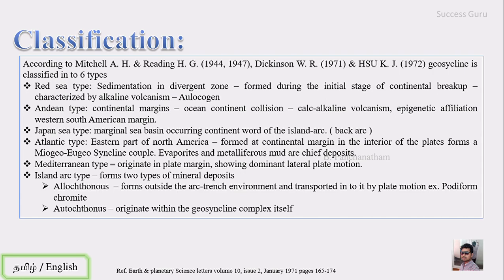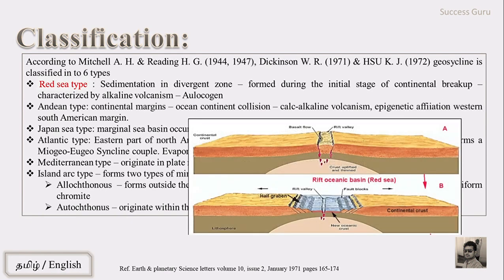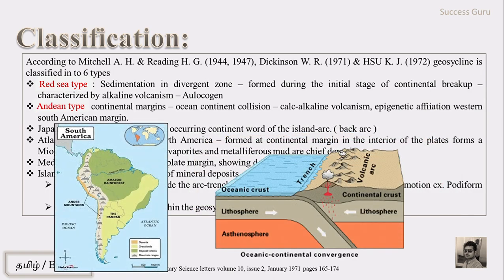Okay, so let us compare this classification with the tectonic setup. The first one is the Red Sea type. As you know, that is the initial stage of a continental breakup, in a divergent boundary, that is continental divergence, right? So this type is called the Red Sea type. The second one is the Andean type, where you can see a convergent boundary between the continent and ocean. When the continental plate and oceanic plate converge, the oceanic plate, which has a higher density, subducts beneath the continental plate, right? And this forms a geosyncline. This type of geosyncline is called the Andean type.